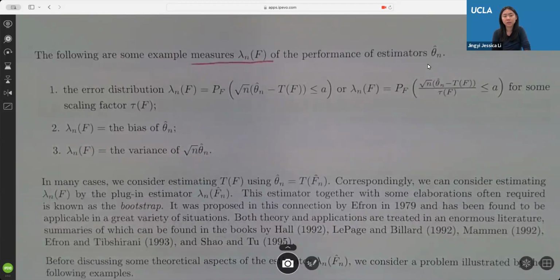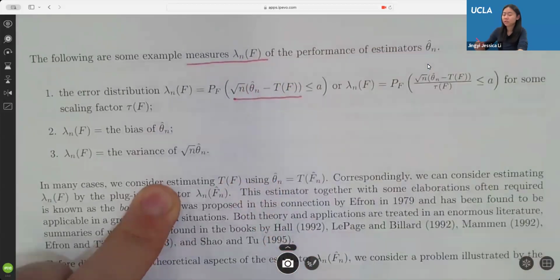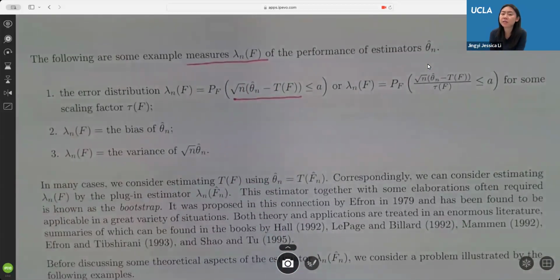So first of all, the error distribution is lambda n F. This is the statistic we put on the left-hand side of the central limit theorem: theta hat n minus its parameter, T(F). We take the difference and inflate it by multiplying by root n. We are interested in the CDF function of it, right? And this CDF function is essentially what we hope to approximate well using the asymptotic distribution.